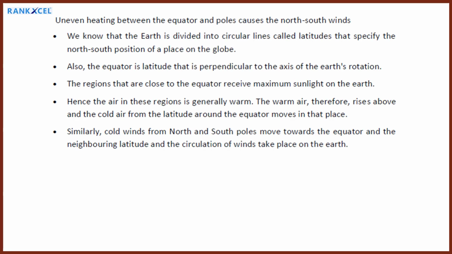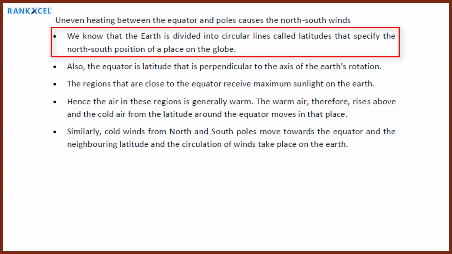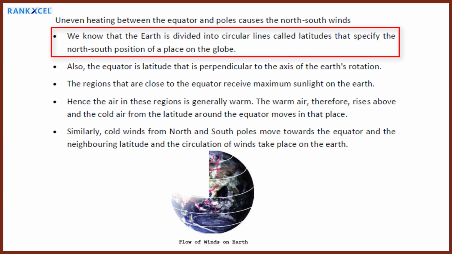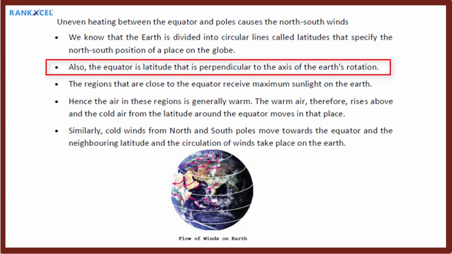Uneven heating between the equator and poles causes the north-south winds. We know that the earth is divided into circular lines called latitudes that specify the north-south position of a place on the globe. Also, the equator is the latitude that is perpendicular to the axis of the Earth's rotation.